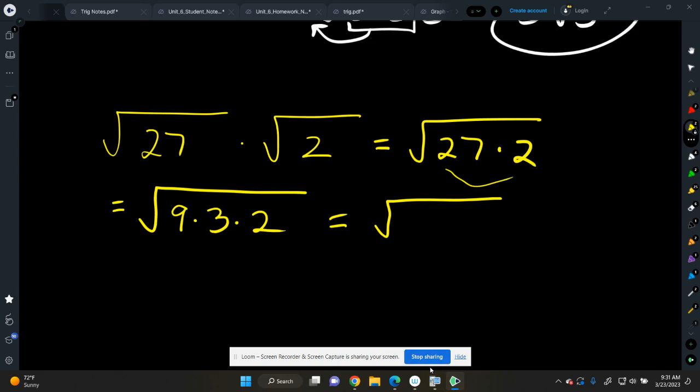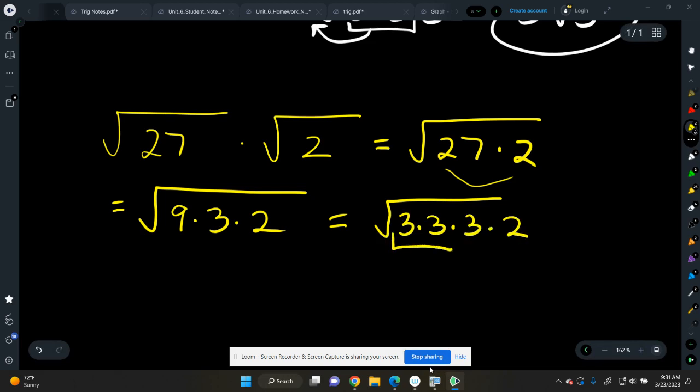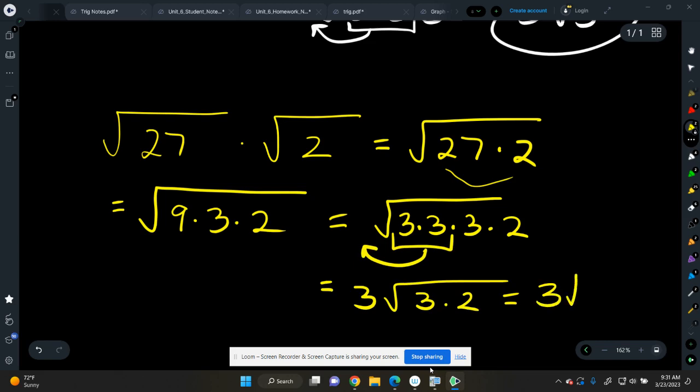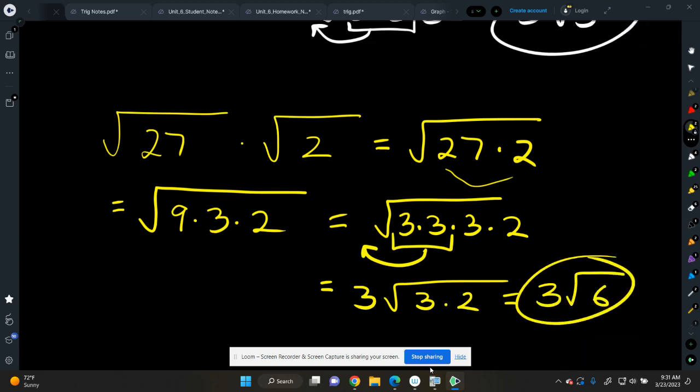I don't have any pairs. So what can I do now? Take the 9. 9 is 3 times 3. Now I've got a pair. They come out, and we have 3 outside. And inside I have 3 times 2, which means I have 3 root 6. Boom. We're done. You do a happy dance.